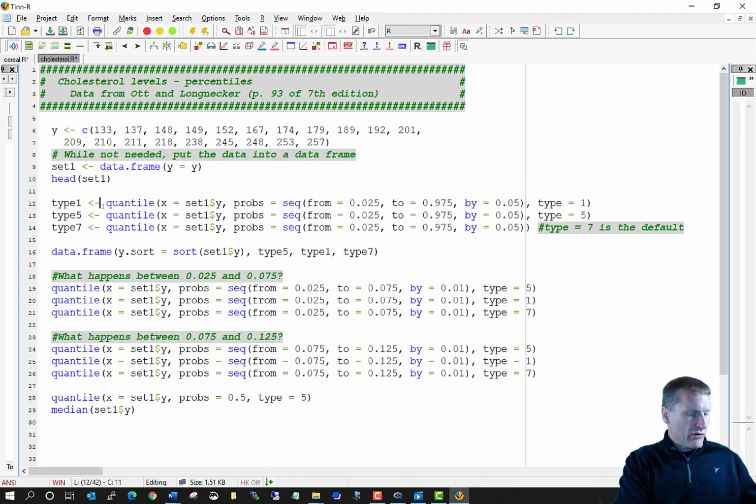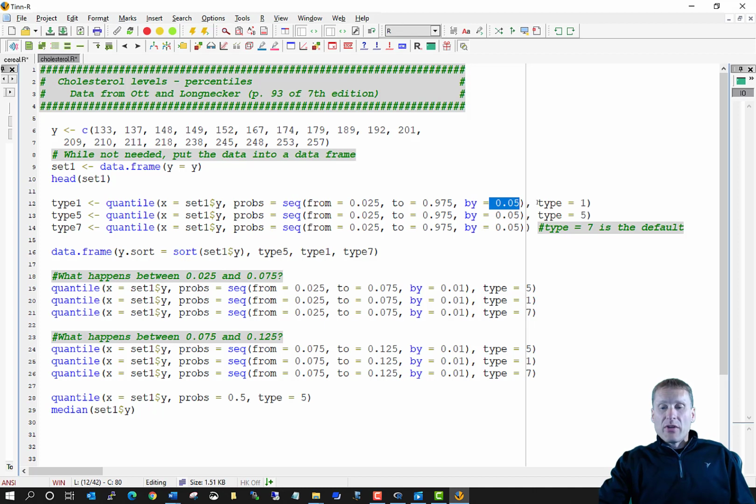Okay, so now we're on page 20. Let's talk about how to find percentiles and quantiles in R. There is a function called quantile that will allow you to do both. So if I say quantile, the first argument is generically called x, and what I want to do is pull y out of set1. And what quantiles do I want? That's where the argument probs, for probabilities, is used. I would like a sequence of quantiles from 0.025 to 0.975 by 0.05.